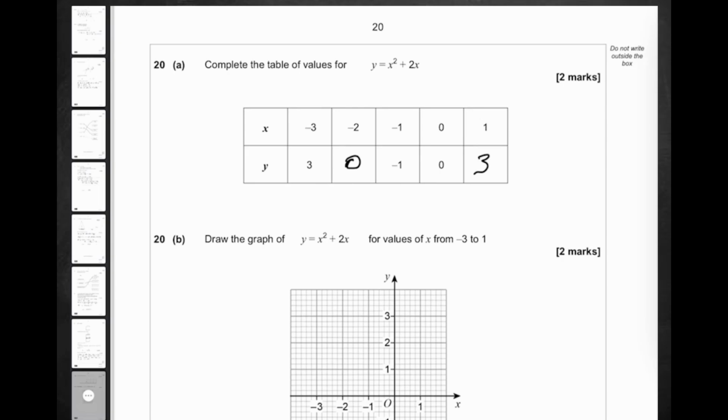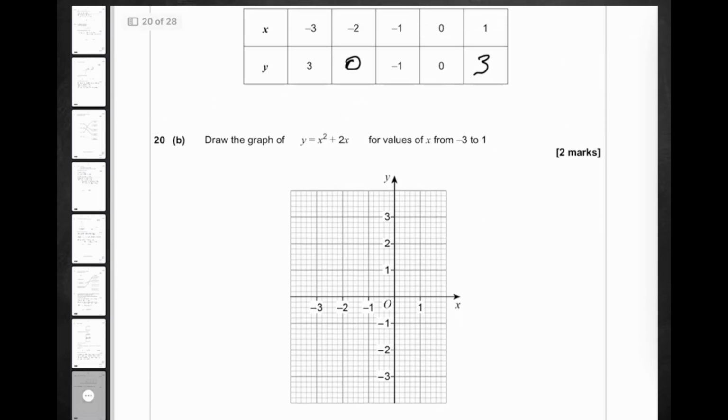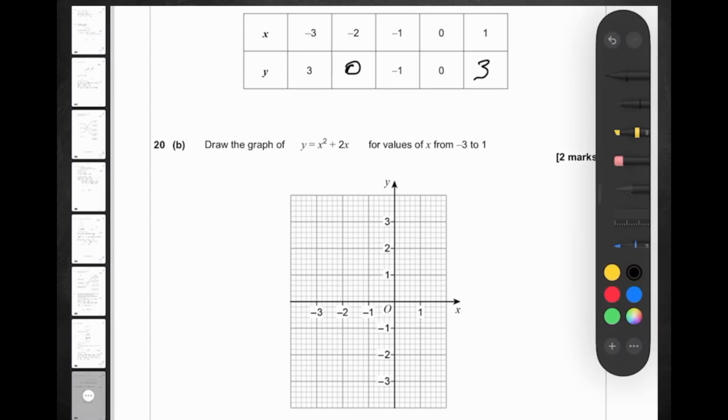Part B. Draw the graph of y equals x squared plus 2x for values of -3 to 1. So it's all the numbers that we've just done on our table up here. So -3 on the x-axis and 3 on the y-axis is just here. -2 on the x-axis and 0 on the y is here. -1 is here. 0, 0, and 1, 3, sorry. So we just need to make sure this crosses the axis on the 2 points that we have down there. So we're going to draw a nice curved graph like that.